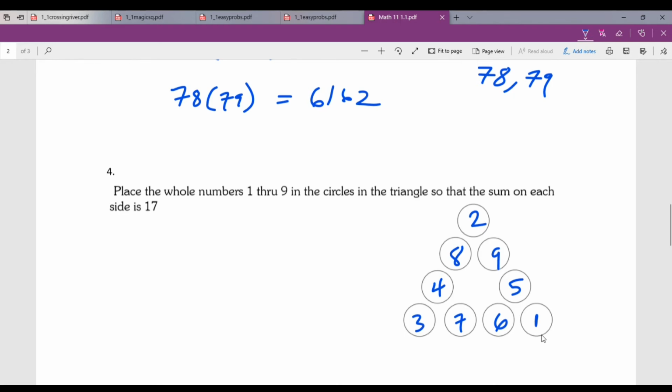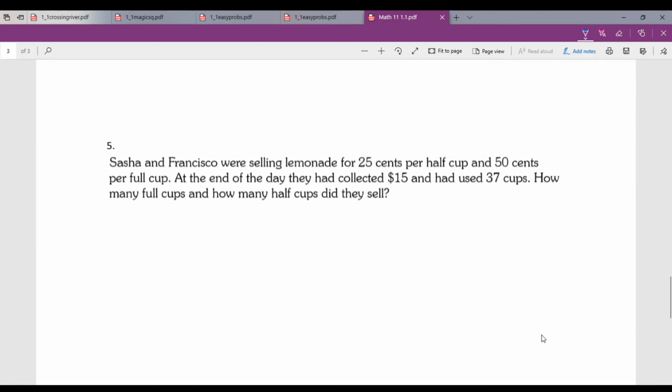Alright, and it took me a while, but here are my numbers that actually work. 2, 8, 4, 3. That adds up to 17 going this way. And 3, 7, 6, 1 adds up to 17 going this way. 1, 5, 9, 2 adds up to 17. So these numbers work in our circles, but remember, try it on your own. You should most likely get different answers than mine, and we're using the guess and check method, and it does seem to work. Question number 5.